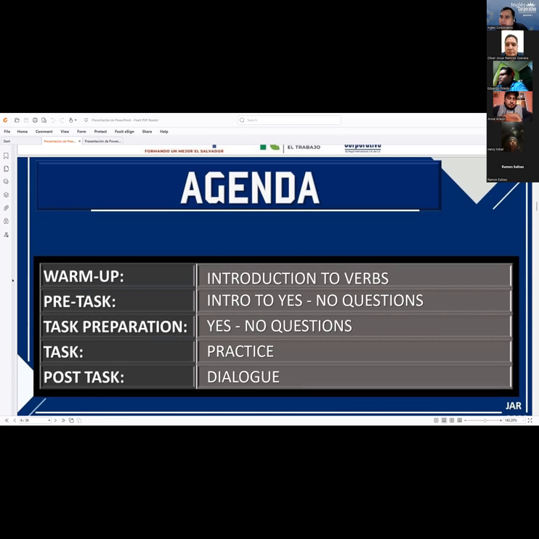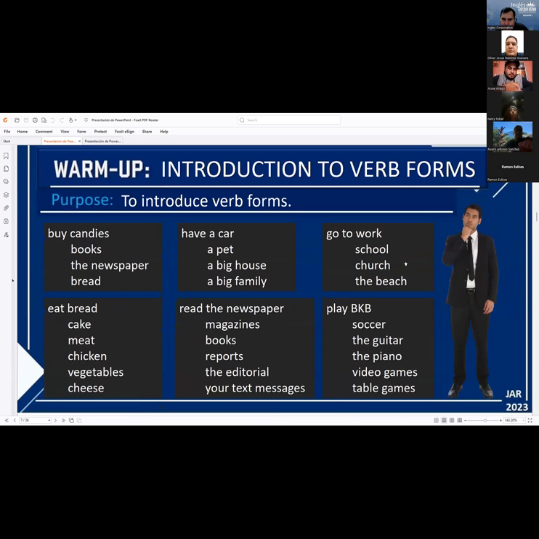Okay, let's begin. Introduction to verb forms. The purpose is to introduce verb forms. Study the following combinations. Buy candies, buy books, buy the newspaper, buy bread, eat bread, eat cake, eat meat, eat chicken, eat vegetables.